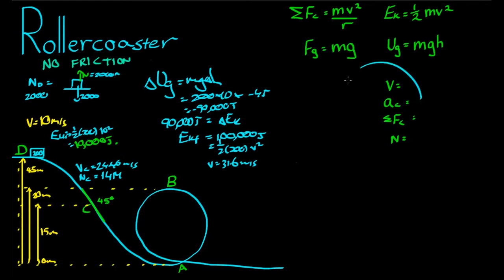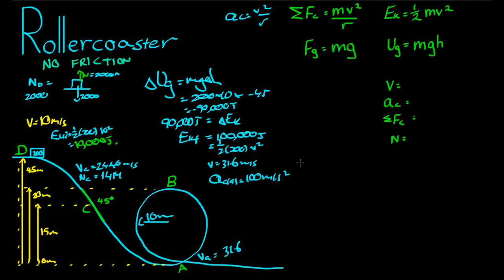Anyway, moving on to these values over here. We have VA is equal to 31.6. AC is equal to V squared on R. We know R is 10 meters because the difference in height between A and B is 20, so R is half of that. So you've got V squared on R, that's 31.6 squared, which is around 1,000, divided by 10, that is 100. AC, so centripetal acceleration at A, is equal to 100 meters per second squared.